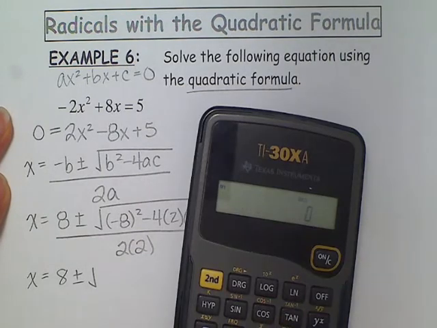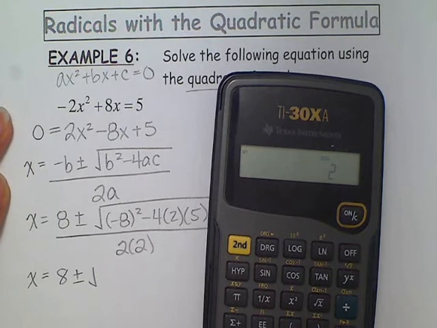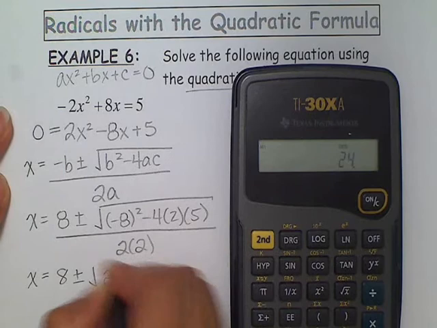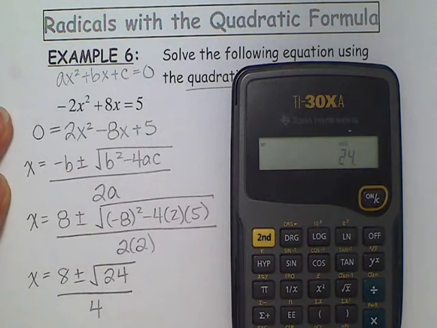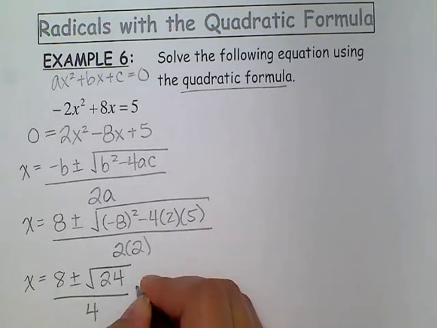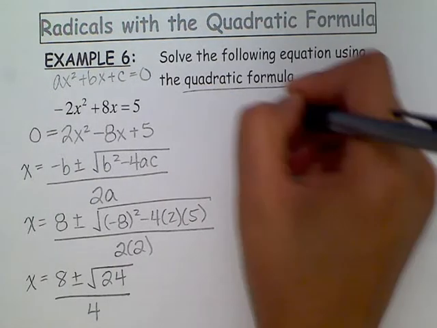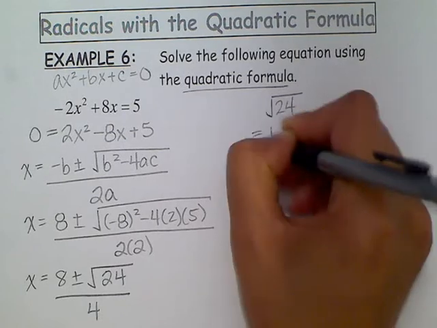And so that gives me x equals 8 plus or minus the square root of 64 minus 4 times 2 times 5. I'm going to do it all in one step. And I get the square root of 24. And now one thing to remember is that if you can simplify this, you should. And so that's what I'm going to do in this case. I notice that the radical part here is something I can simplify. And so I'll just do that on the side.